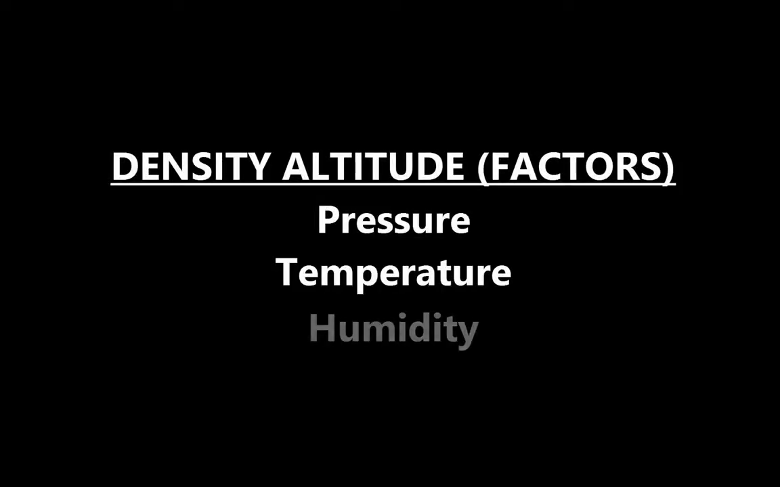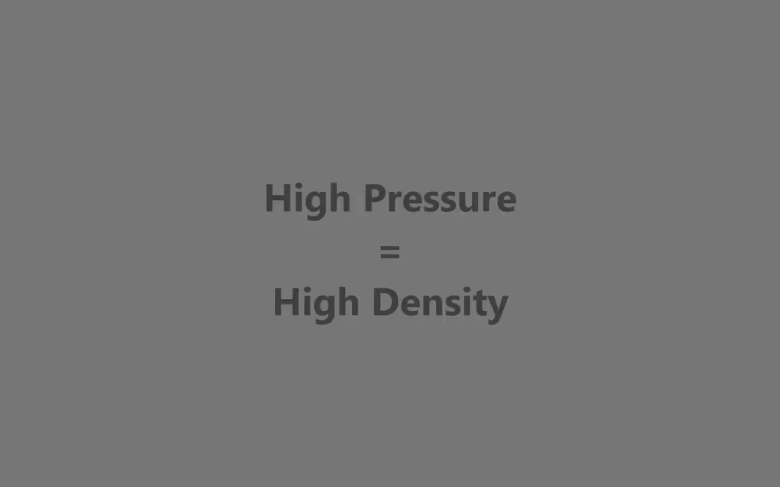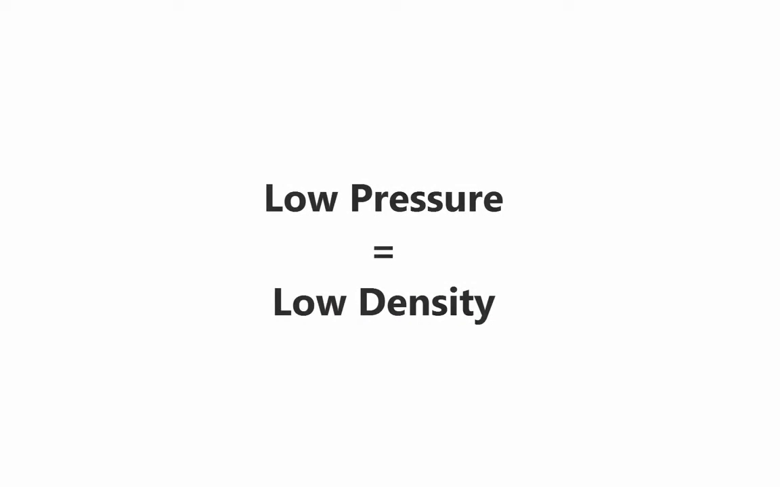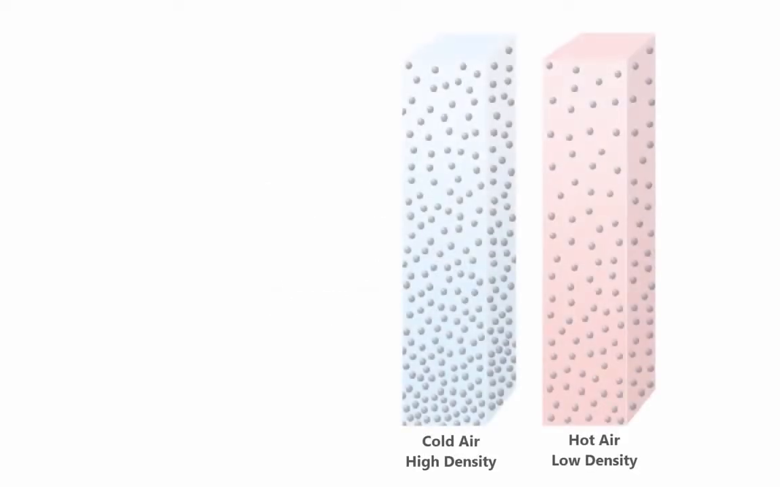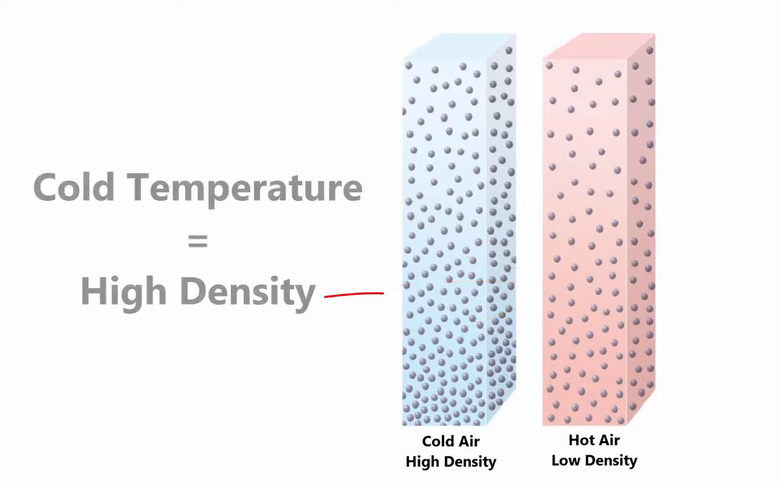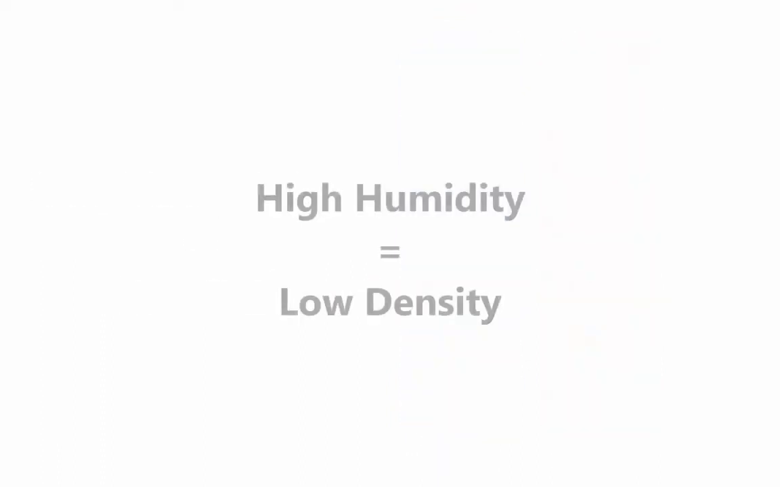The air density can be affected by pressure, temperature, and humidity. The higher the pressure, the more dense the air is. The lower the pressure, the less dense the air is. High temperatures cause air to be less dense, and cold air is more dense. And high humidity causes less dense air than low humidity.